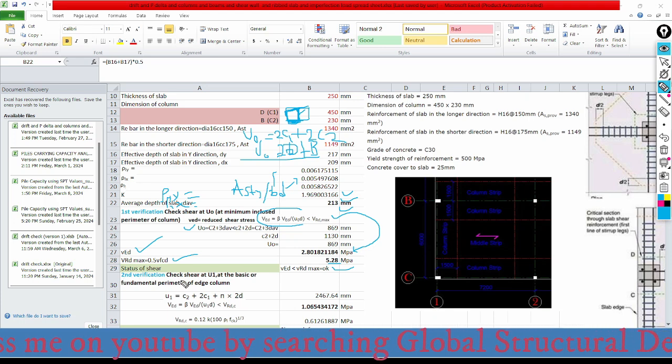And when we come to the second verification, that means we need to check the shear at u1. u1 is nothing but the 2d distance from the face of the column, which is called the basic or the fundamental parameter of this edge column. So u1 is nothing but C2 plus 2 C1 plus pi times 2d. So this can be taken from the Ethiopian Building Code of Standard: the basic or the fundamental parameter equals the width of the column plus 2 times the depth of the column plus pi times 2d. So how it comes?